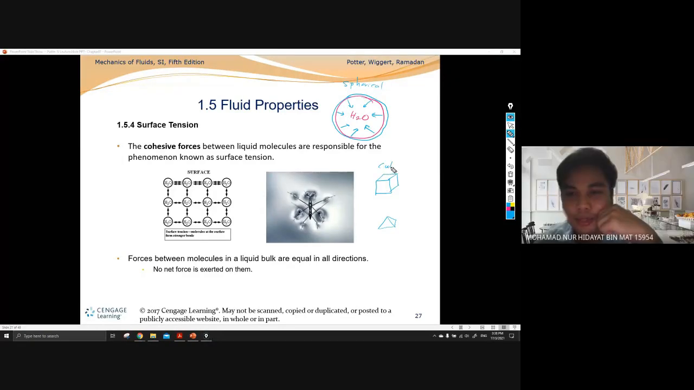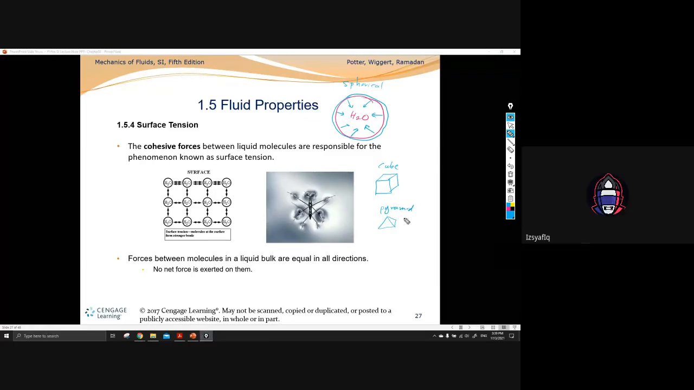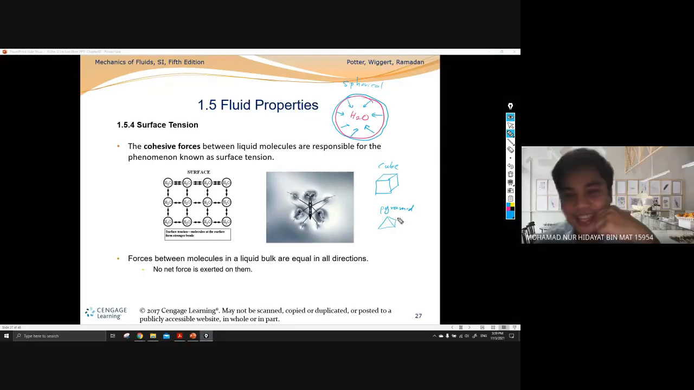Why not become cubic or pyramid? Because tension towards the center. Yes, because we have the attractive force, due to the cohesive forces here, that pull the surface here toward the center. So it is in one direction. We try to push the force in one direction. That is why the droplet becomes spherical.